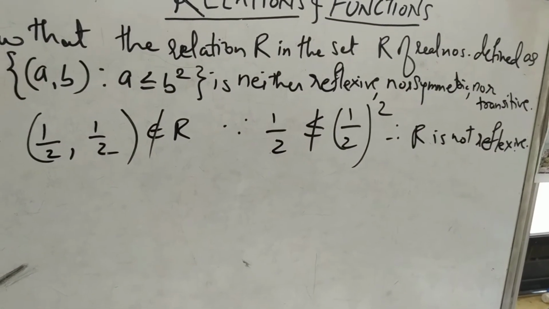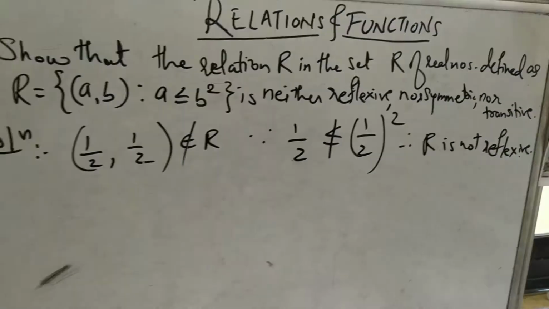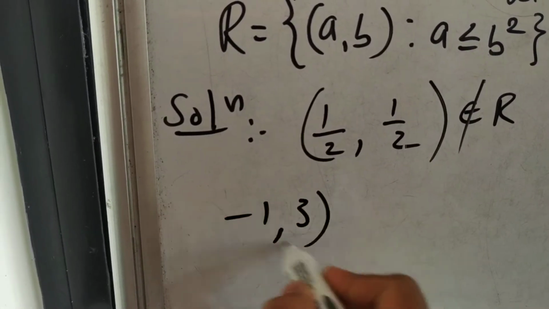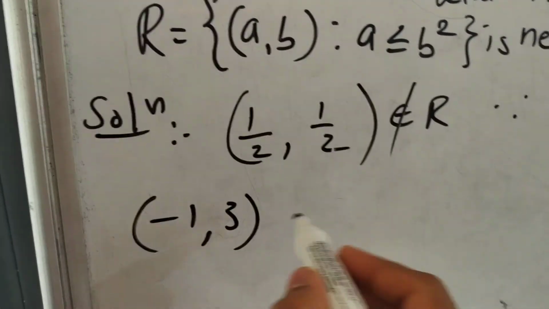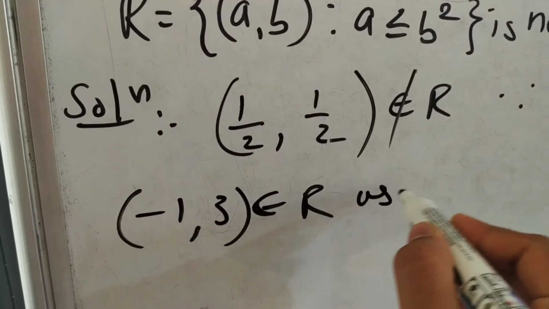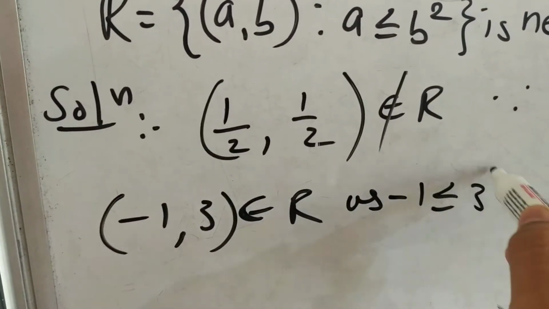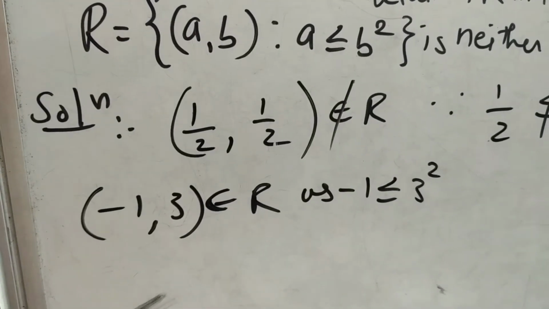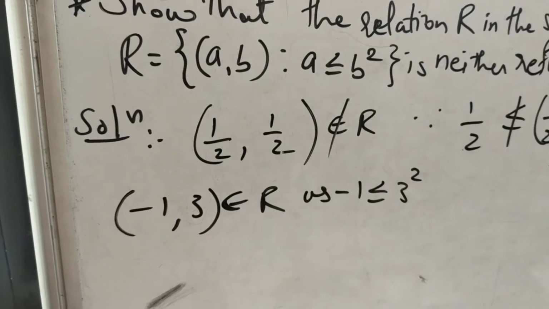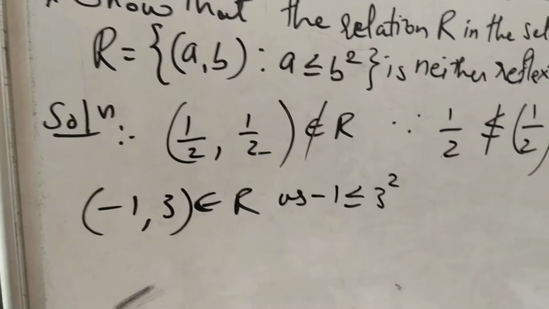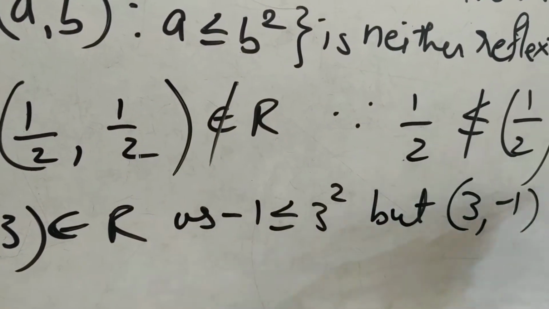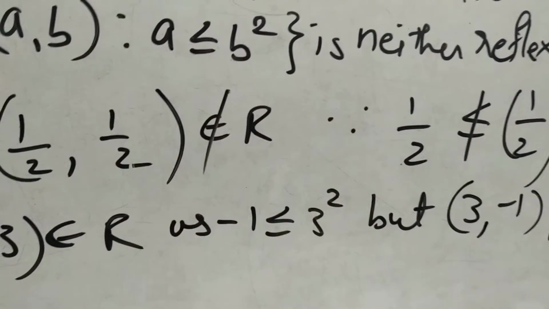Now to show that R is not symmetric, let us consider an ordered pair (-1, 3), which belongs to R, as -1 is less than or equal to 3². Correct, -1 is less than or equal to 9. Therefore (-1, 3) belongs to R. But (3, -1) does not belong to R.